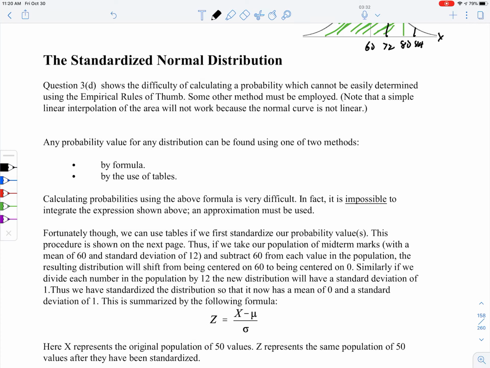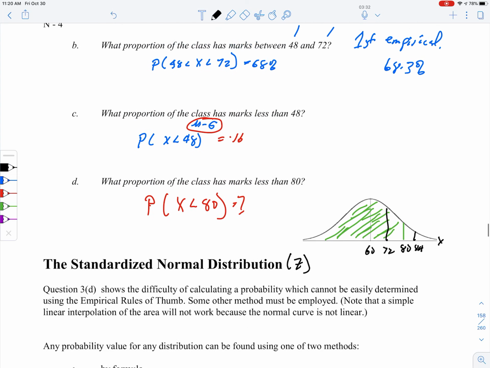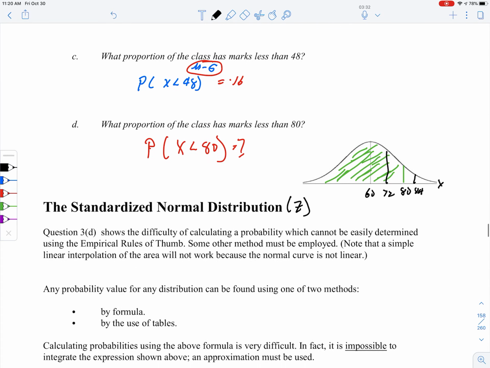Hey class, this particular part that we're looking at here is really important. It's called the standardized normal distribution. Another name for it is the Z distribution. And this is on page N4.